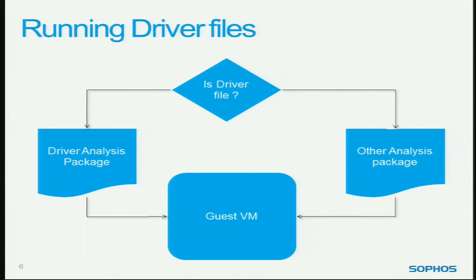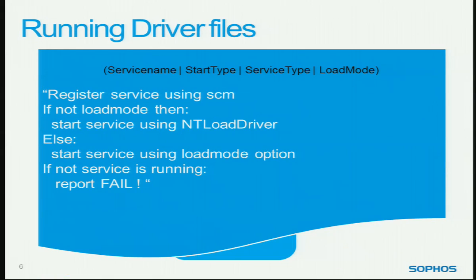Jumping inside the guest VM, we'll have a driver analysis package. Basically, Cuckoo checks the PE header, identifies if it's a native subsystem, then we know it's possibly a driver. Then we use that script inside the guest VM in order to run the driver file. It's very straightforward, really. You use the service control manager in order to create a service. After we create the service, we use NtLoadDriver by default in order to run the driver.